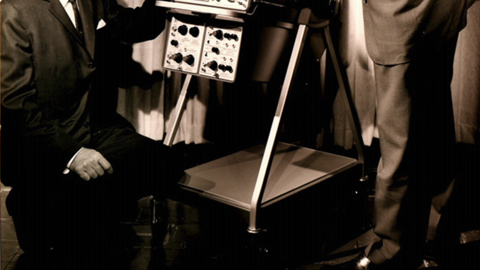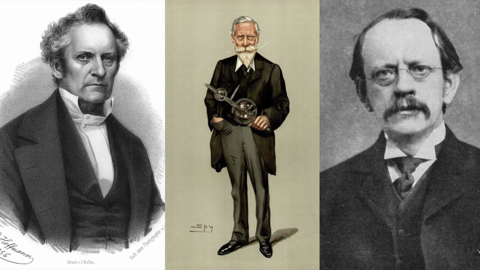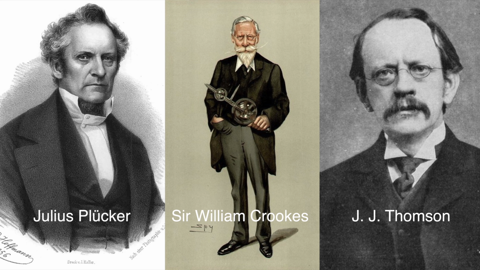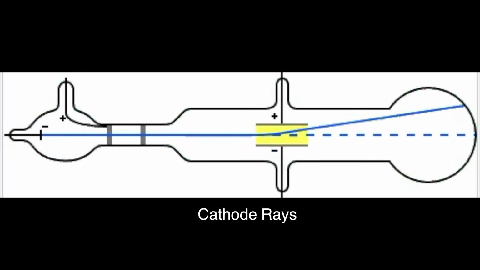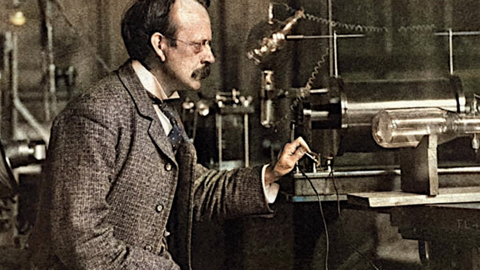The cathode ray tube didn't begin as an instrument. It began as a physics experiment. In the late 1800s, researchers like Plücker, Crookes, and J.J. Thomson were studying what came to be called cathode rays, beams of charged particles moving through a vacuum. By 1897, Thomson had shown these were electrons.